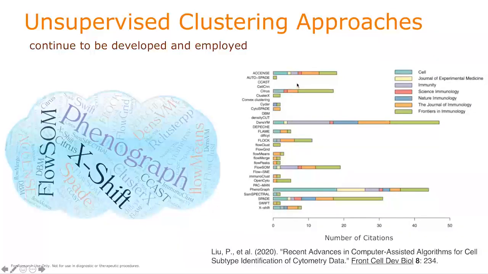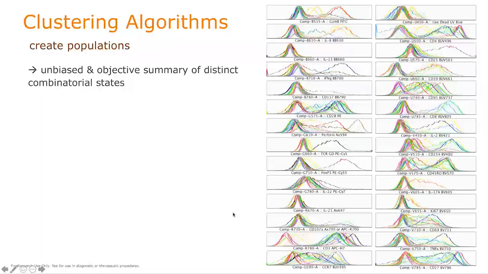And there are different methodologies here and some great reviews going through the different approaches that are out there, but all of them do the same thing, which is create populations. You get populations of events that have been classified by the math and the algorithm in an unbiased and objective way to give you a summary of the distinct combinatorial states. And I think all of us can appreciate, looking at these histogram traces of the different cluster populations that I produced here, that sometimes the marker is just a completely bimodal distribution. It's either on or it's off, and it marks a major lineage or a specific subset of cells that pop right out with the clustering.